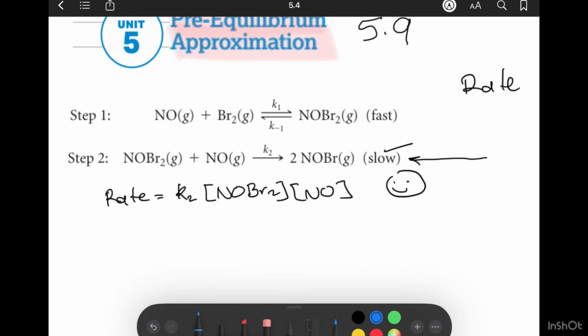Whoops, we have a problem. We have NOBr2 in here and NOBr2 here, and NOBr2 is an intermediate. So what's the meaning of having an intermediate? You have to keep in mind that you have no control on the intermediate, no control on its concentration. That's why I have to present the intermediate concentration in terms of something that I can control.